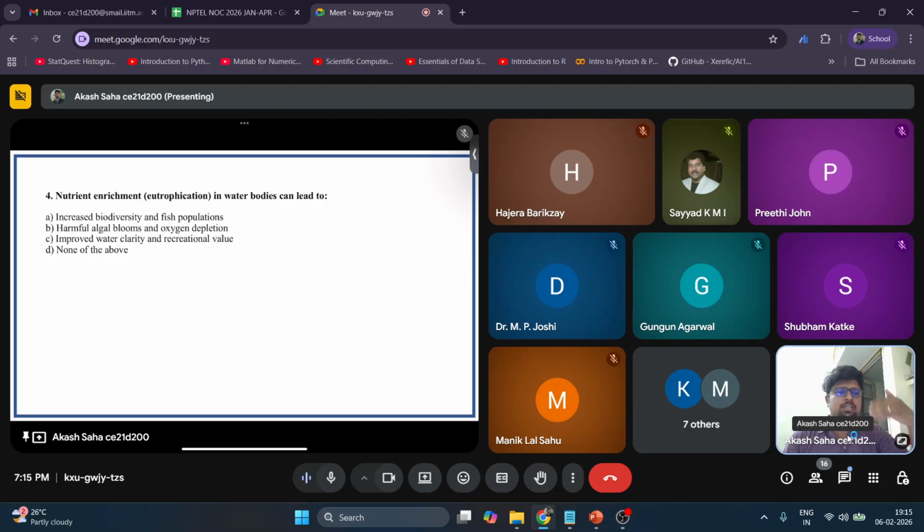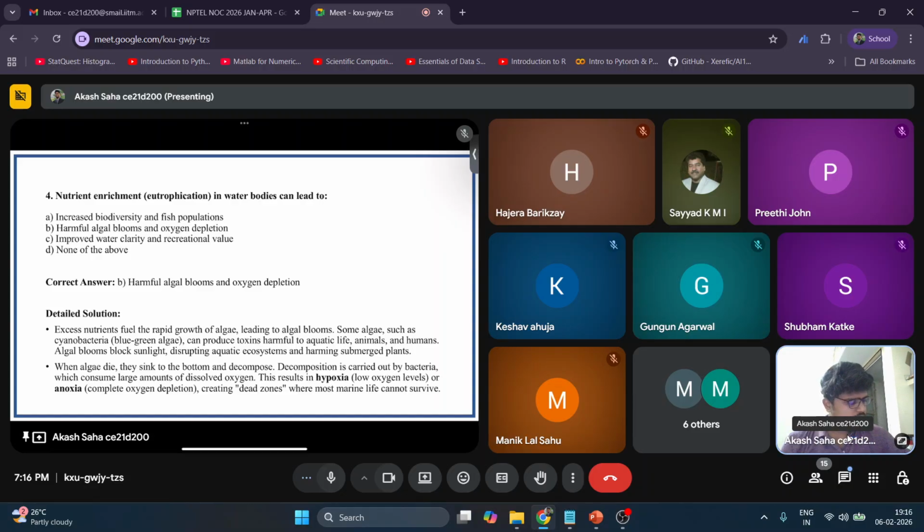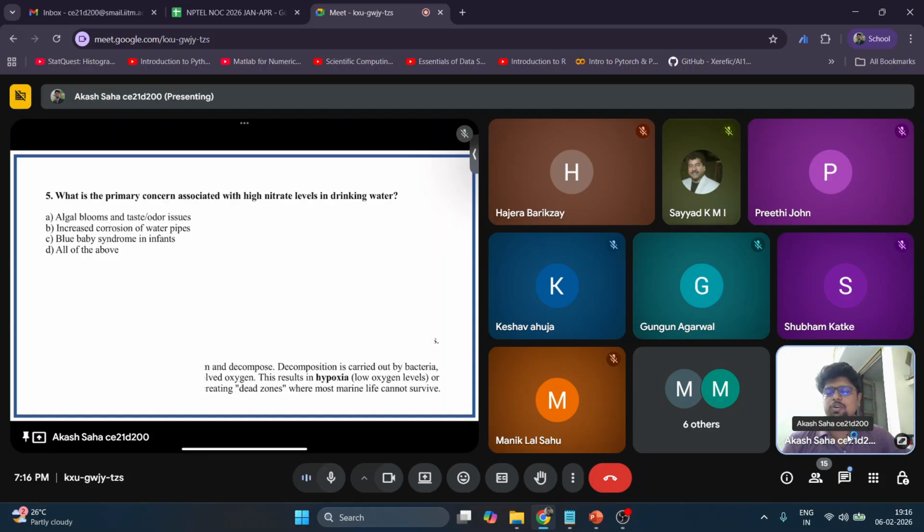Okay, and also the oxygen regeneration or the oxygen dissolving capacity of the lake decreases. So that's why the aquatic life inside the lake or pond will suffer. So that's why option B is correct. Due to the nutrient enrichment, there will be excess algal blooms which are harmful, and there will be oxygen depletion. Okay. And also these algae produce a lot of toxins, which we call algal toxins, which are again harmful to all the aquatic life, animals, mammals, even to humans. Okay, so they will block the sunlight, disrupt the aquatic ecosystem, and harm the submerged plants. So that is what happens in eutrophication, right? So the same thing is written. Let's move forward.